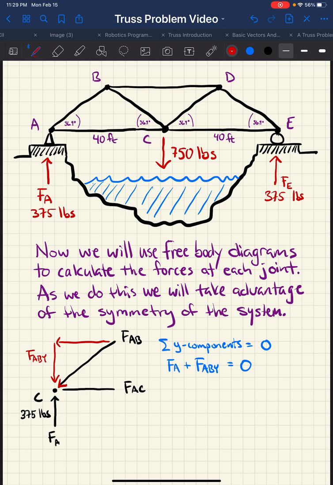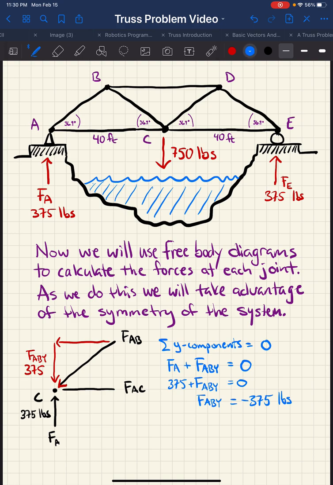And we know, because those have to be counteracting, that FABY is going to be 375 pounds. And negative just indicates the direction it's going down, because FA is going up and they're opposite signs.